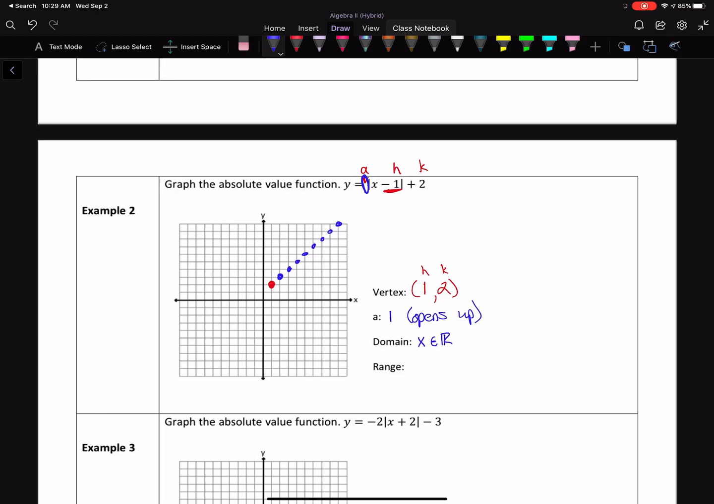Now, absolute value functions, they're always V-shaped or upside down V-shaped. For now, anyway. So that means you're just going to reflect those points over and go up 1 to the left 1 to get that V shape. So here you have the graph of the absolute value function y equals the absolute value of x minus 1 plus 2.